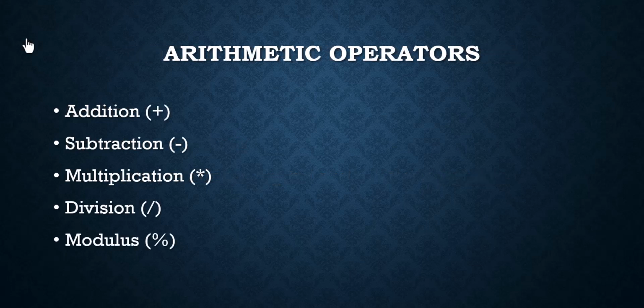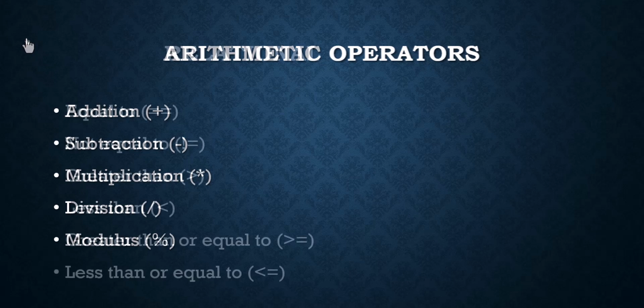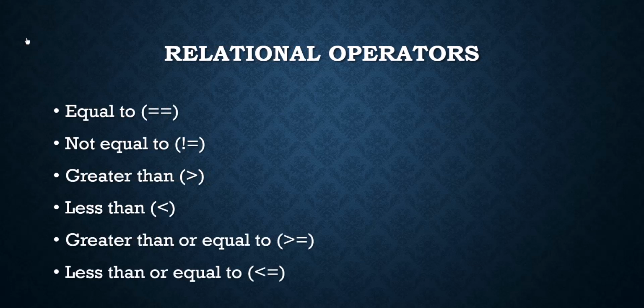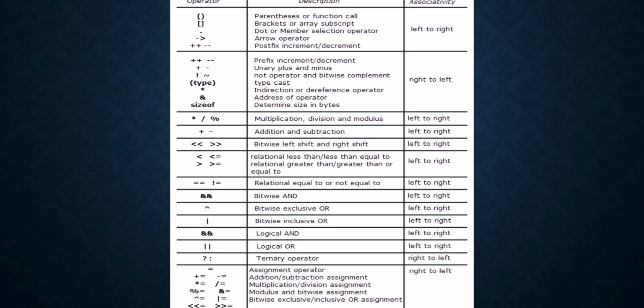Arithmetic operators are used to perform mathematical operations like addition, subtraction, multiplication, division, and modulus. Relational operators are used to compare the values of two operands. They return either true or false based on the comparison. It is important to understand the precedence and associativity of operators, as they determine the order in which operations are performed. Operators with higher precedence are evaluated first. In cases of equal precedence, associativity determines the order of evaluation.